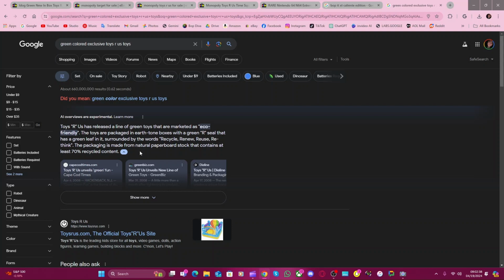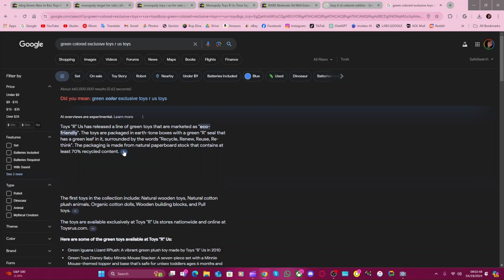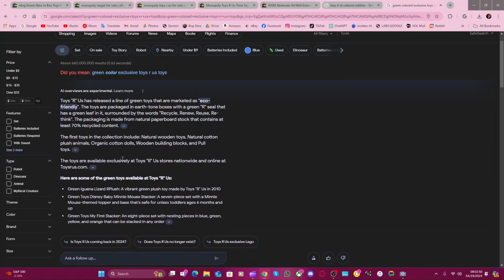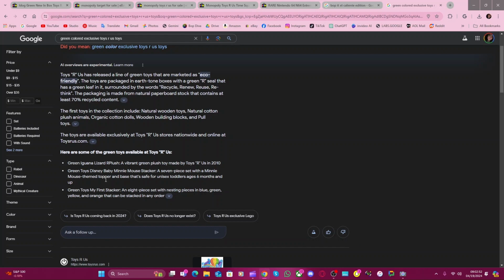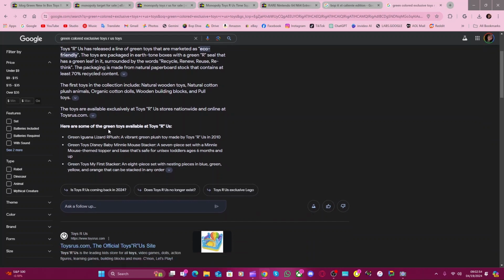So Toys R Us released a line of green toys that were marketed as eco-friendly. The toys are packaged in earth tone boxes with a green R seal. Oh, that's not even close. Oh, here we go. Some green toys were a green iguana lizard R plush, which was a vibrant green plush toy made by Toys R Us in 2010.